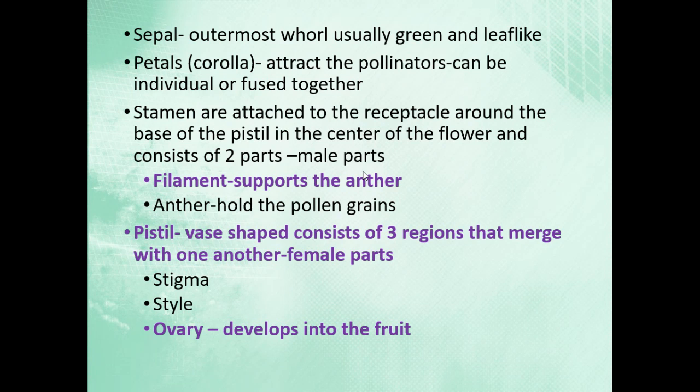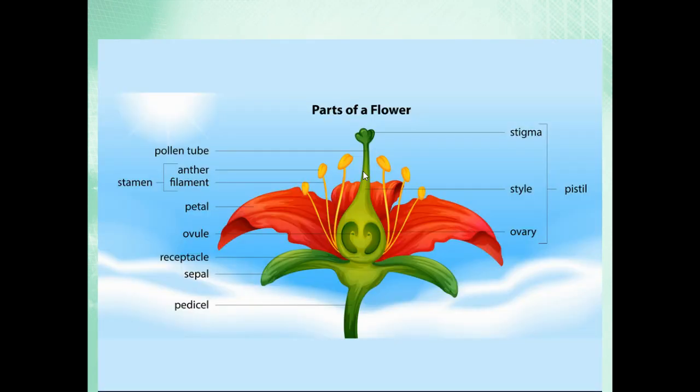The anther is going to hold the pollen grains. The flower also consists of a pistil, which is a vase-shaped area that consists of three regions that merge with one another. This is the female part. It makes up the stigma, the style, and the ovary, which is the part that develops into the fruit. This is what it looks like, all those crazy terms that I was spitting out at you here.